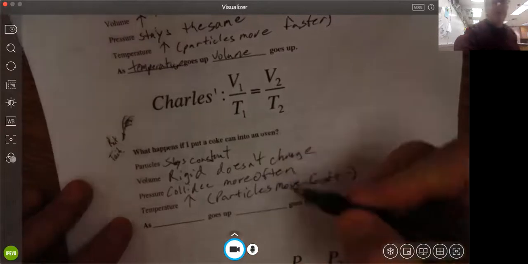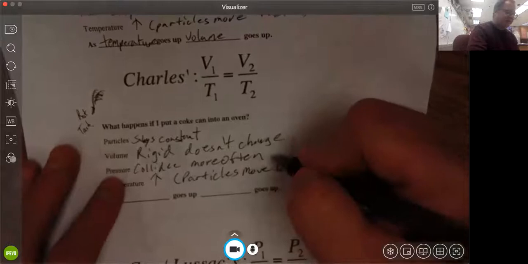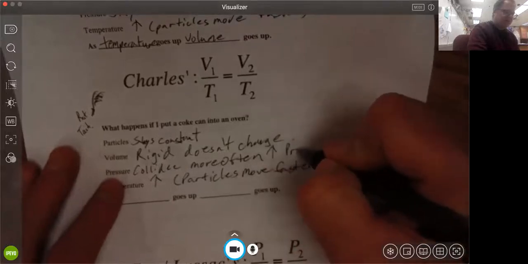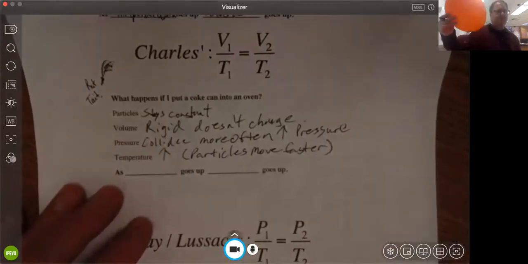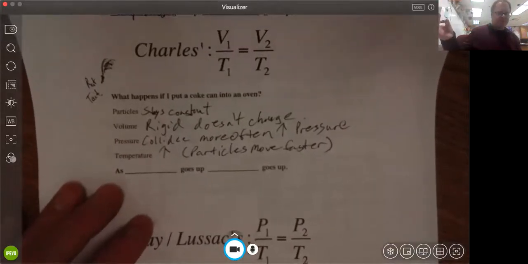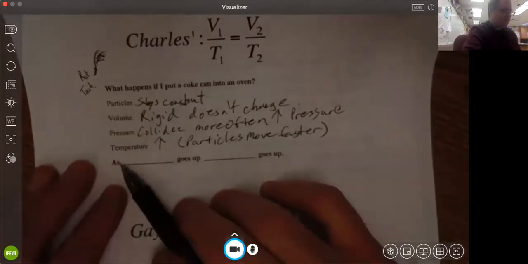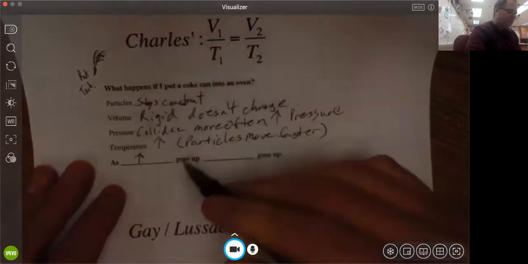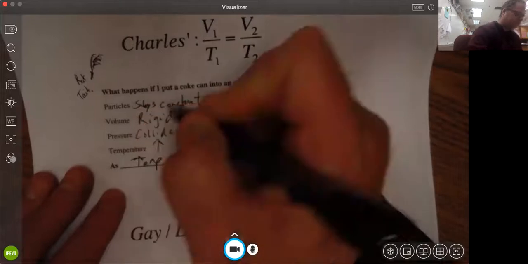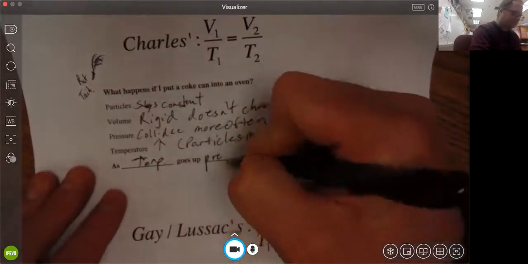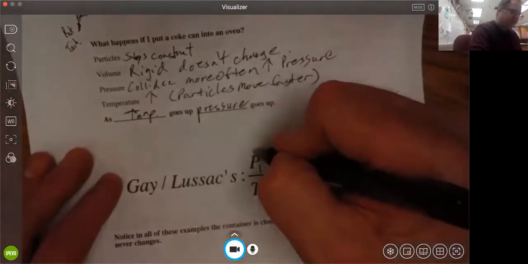If they start colliding with that container so much that it breaks down the integrity of the container, it ruptures. We know that if we keep blowing up a balloon, the pressure in there gets so big, the container's integrity fails, it ruptures. As temperature goes up, pressure goes up. This is Gay-Lussac's law. These are directly proportional.